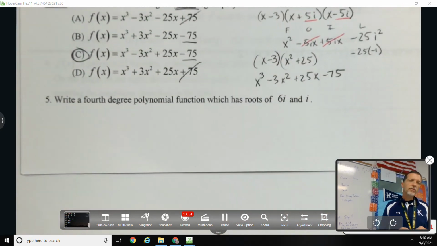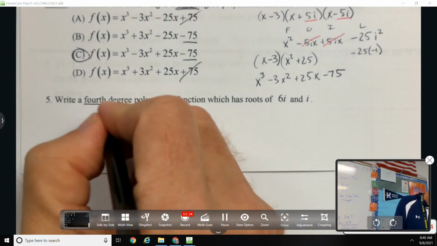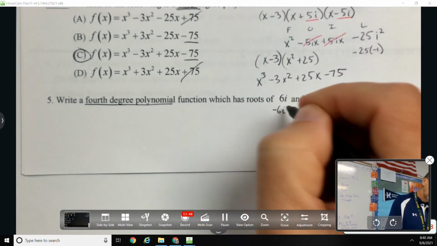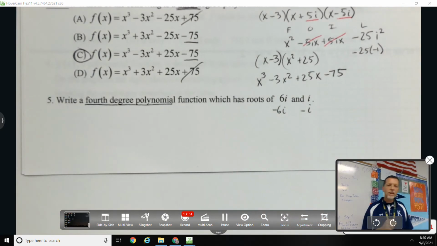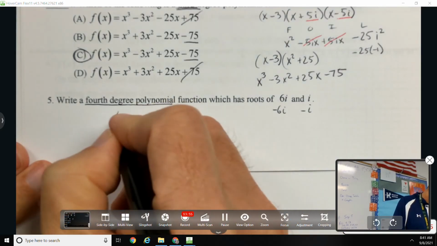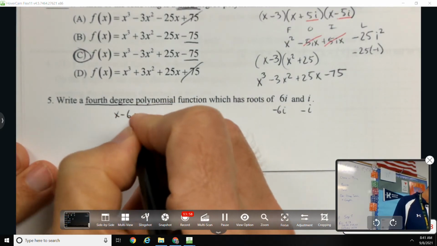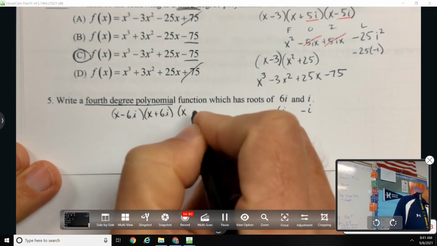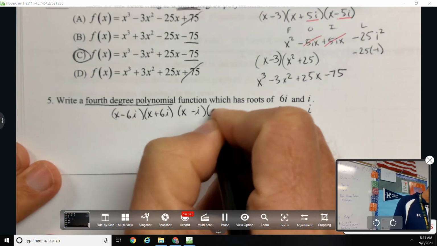Number 5, write a 4th degree polynomial. So how many answers should a 4th degree polynomial have? 4. Which has roots of 6i and i. Well, they only gave me 2 of the roots. But they come in pairs, so negative 6i and negative i are also roots. So x minus 6i, x plus 6i, x minus i, x plus i.